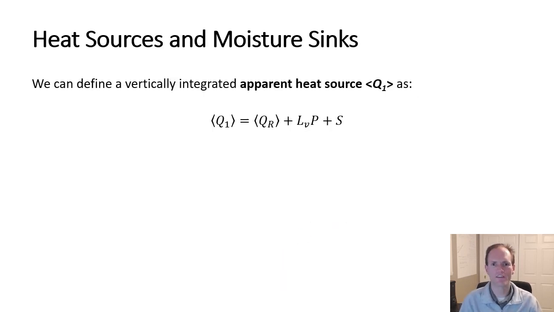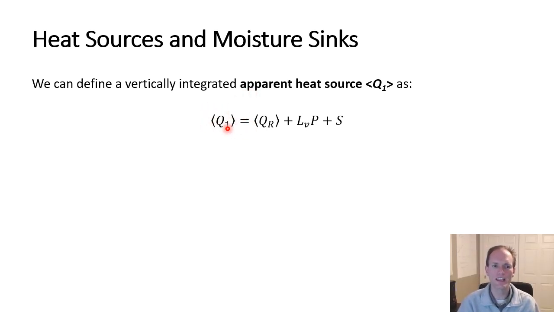From here, having defined the primary sources of diabatic heating, we can define this idea of heat sources and moisture sinks. So we're going to start with this heat source, or an apparent heat source, Q1. We'll define this as vertically integrated. So we're going to consider the entirety of the troposphere, really the entirety of the atmosphere, ignoring the structures that may be present at different levels within the atmosphere.